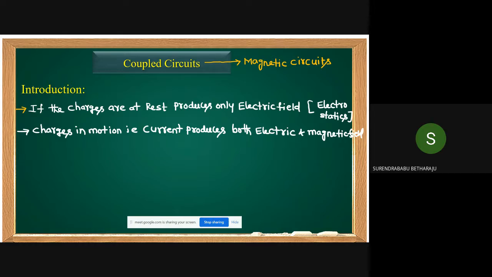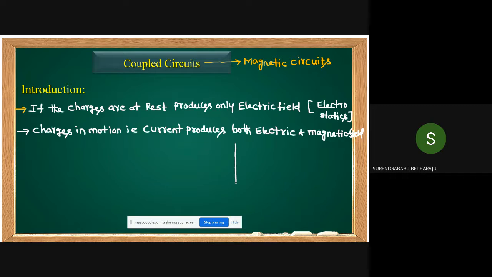How, sir? That is shown by one experiment also, Oersted's experiment. According to Oersted's experiment, a magnetic field is produced. That magnetic field is represented by imaginary lines. Those imaginary lines are nothing but flux lines.